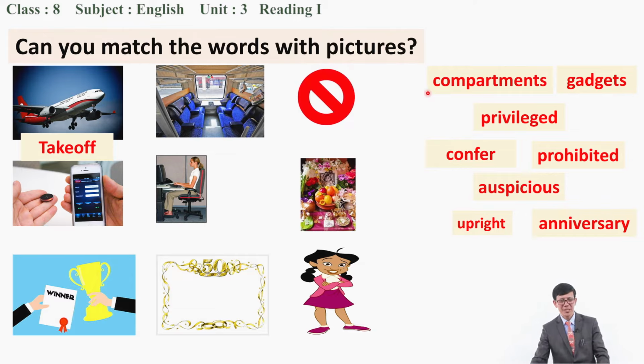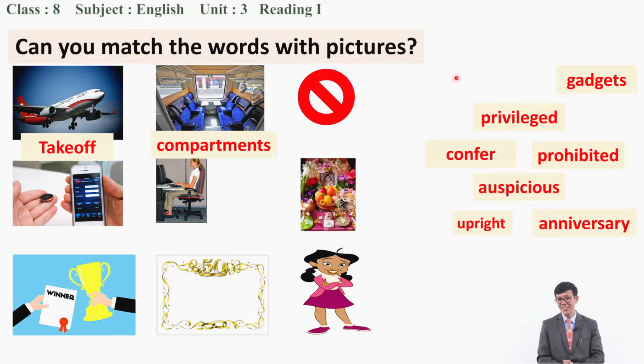What about the second one? Can you please guess about the compartment? Very good. Right, that is the compartment there. You can see compartments. If you have traveled somewhere by train, you might have seen those kinds of compartments. Or if you have traveled in an aeroplane, of course you might have seen compartments.